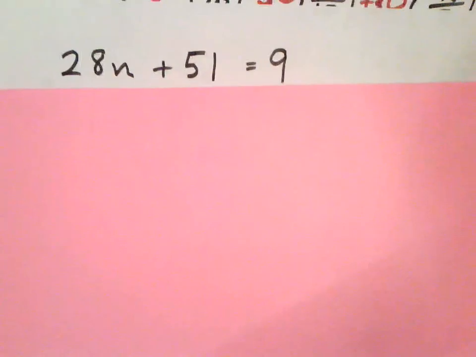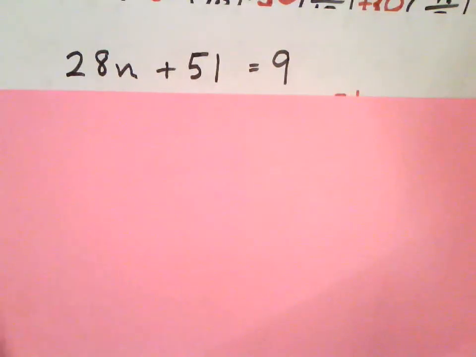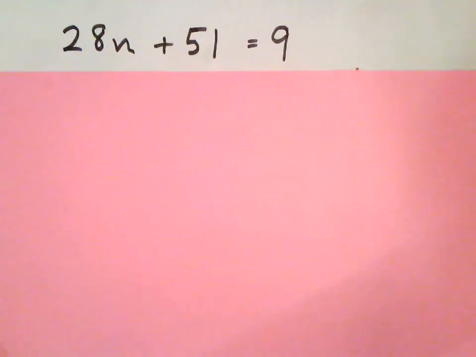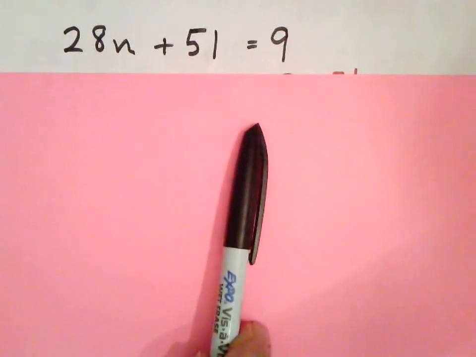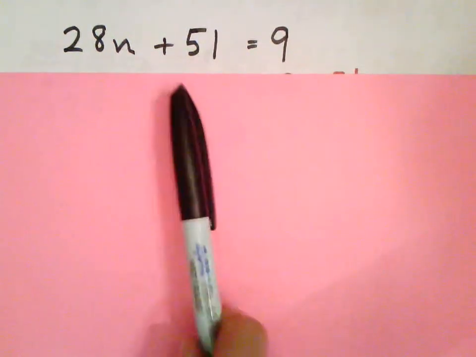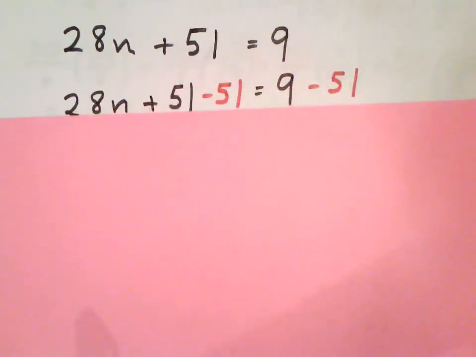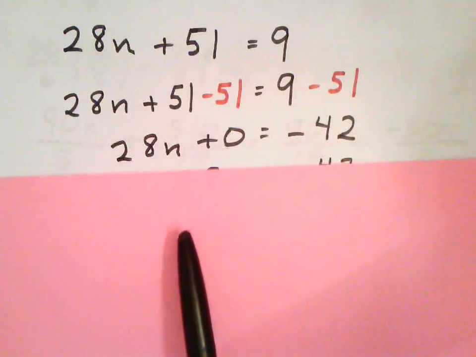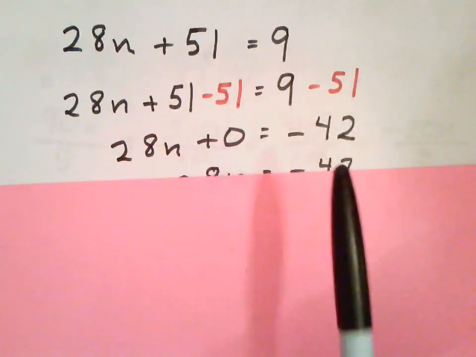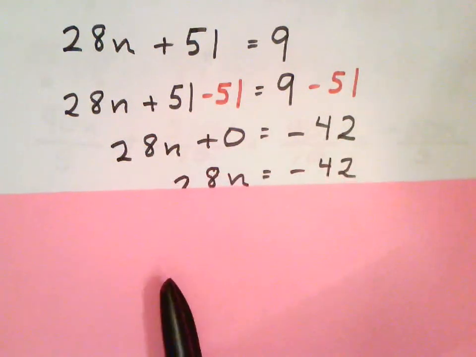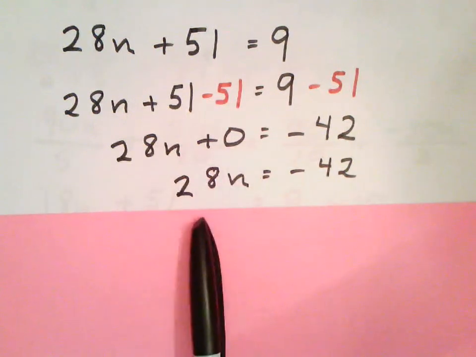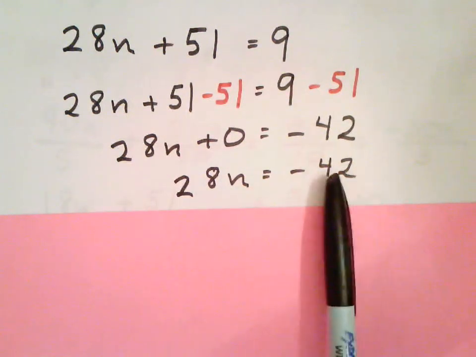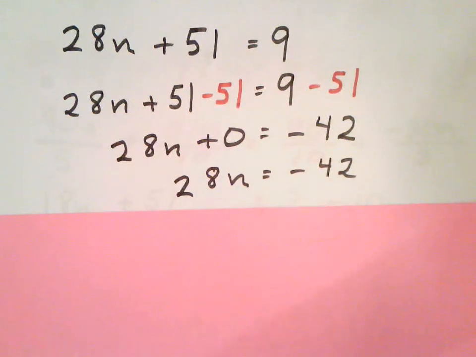So what we have here is 28n plus 51 is equal to 9. Then we're going to undo adding 51 by subtracting 51 from each side. 51 minus 51 is 0. 9 minus 51 is a negative 42. 28n plus 0 is 28n, and then we bring down the negative 42.